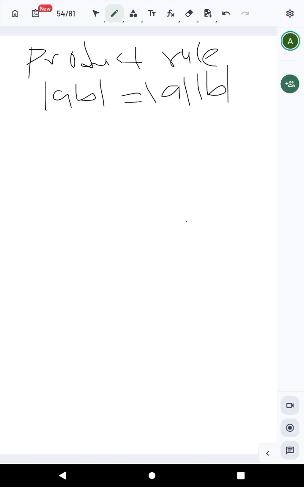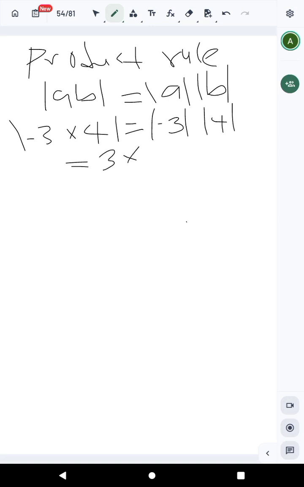We have the product rule. So if we have absolute value of a times b, it is going to be equal to absolute value of a times absolute value of b. So if we have minus 3 times 4, absolute value of minus 3 times 4 is going to be absolute value of minus 3 times absolute value of 4. So we have 3 times 4, which is 12.